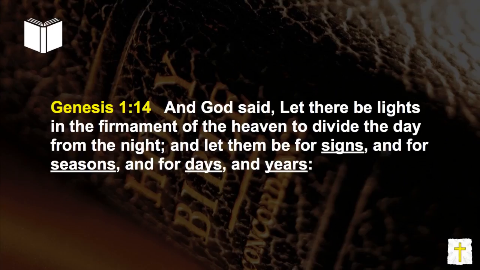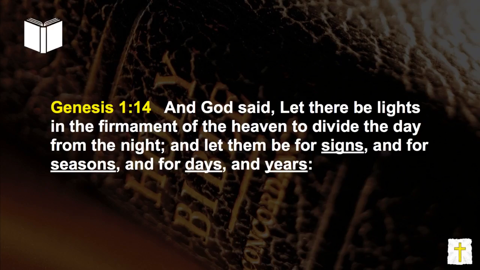So we see here that there are different purposes for the stars. They're to be light. We talked a little bit about that. We're not going to go too much into that, but they are used to divide the day from the night. But they're also used for signs, seasons, days, and years. So there is a very practical purpose for the sun, moon, and the stars. And again, they are for signs, seasons, days, and years. But what are signs and what are seasons? Well, let's look into that a little bit.